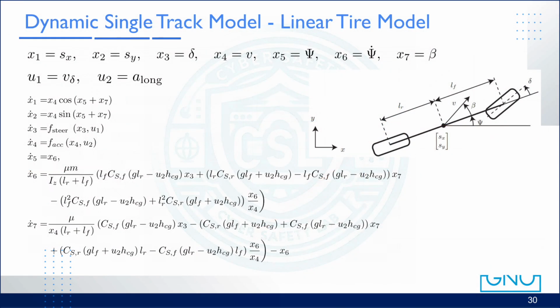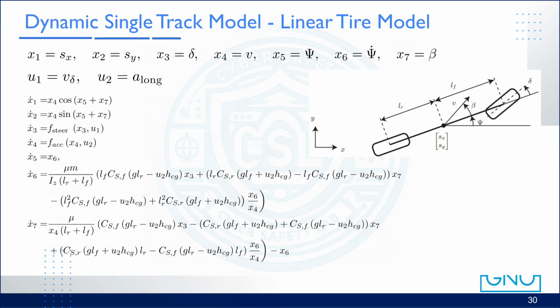Now, let's look at the dynamic single-track model with nonlinear tire dynamics. Don't worry, the equations look long, but we'll focus only on what's physically happening, not the math details. This model expands upon the linear tire model we saw earlier. Previously, we assumed that tire forces increase linearly with the slip angle. But in reality, tires behave non-linearly, especially when the slip angle becomes large. For example, during hard cornering, drifting, or sudden braking.